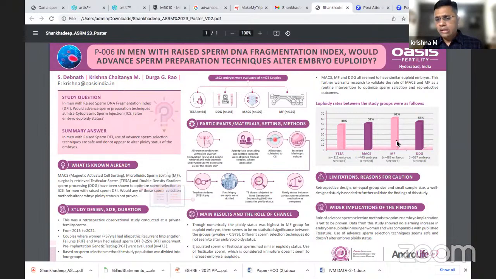Though the microfluidics arm kind of gave a 61% euploidy rate. TESA was the least at 48%. But still, 48% euploidy rate isn't low if you ask me. I think that's kind of acceptable. Though this paper said microfluidics seems to be a better way of handling it.